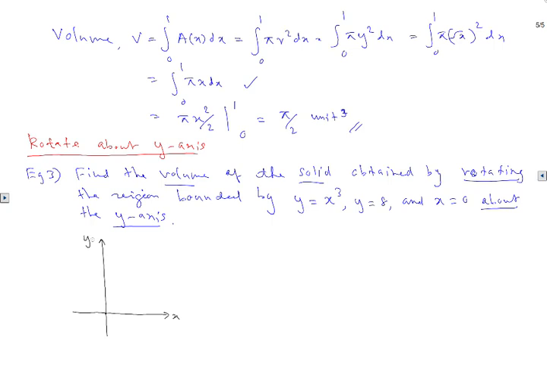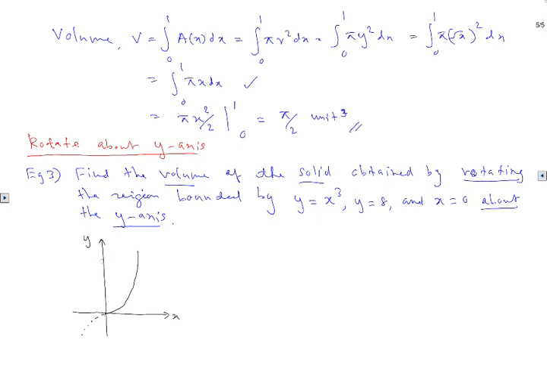What does the region look like? It's the x cubed graph. The x cubed graph goes like this, and then goes down, but we don't need that part. We only need the part in the first quadrant. So that's how it looks, and that's the y equals x cubed.